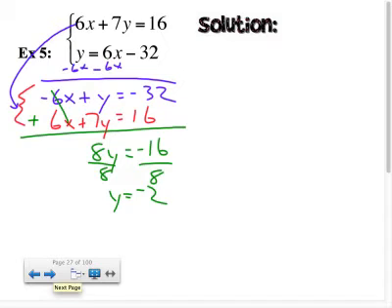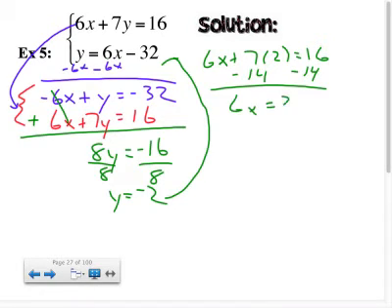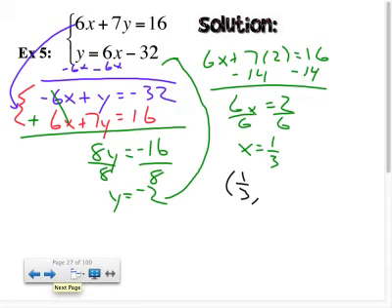And then I'm going to plug that back in to either one of my original equations. Okay, so I have 6x plus 7 times negative 2 equals 16. So I've got to add 14 to both sides. So 6x equals 30... so 6x equals 2. Divide by 6, x equals 1/3. And so your final solution here would be (1/3, negative 2).